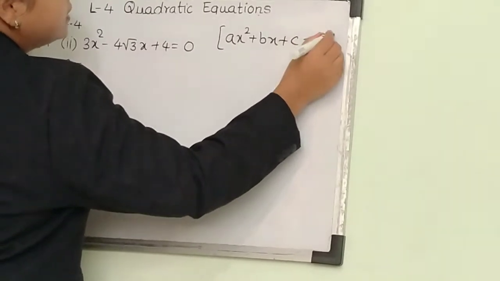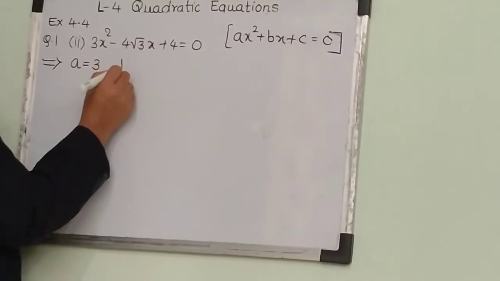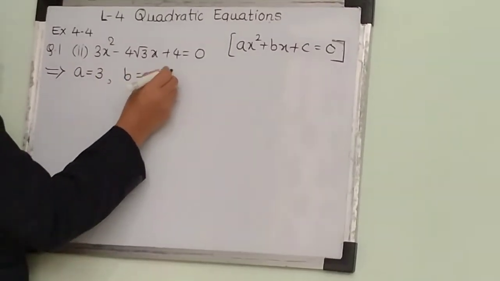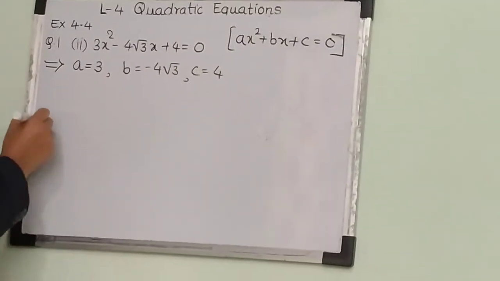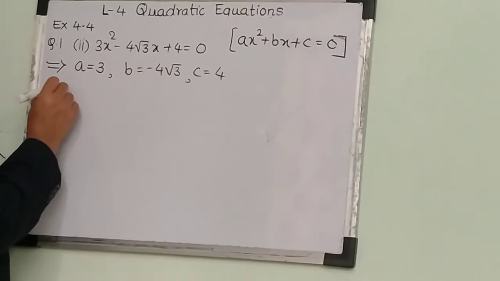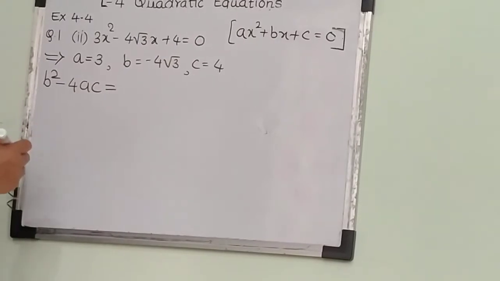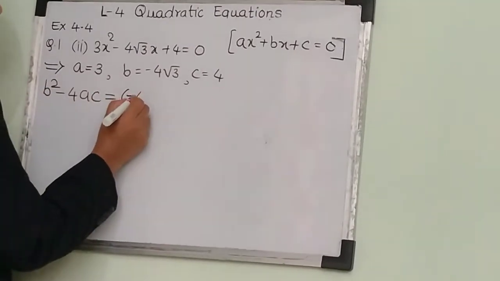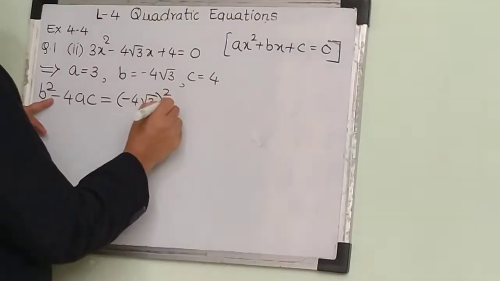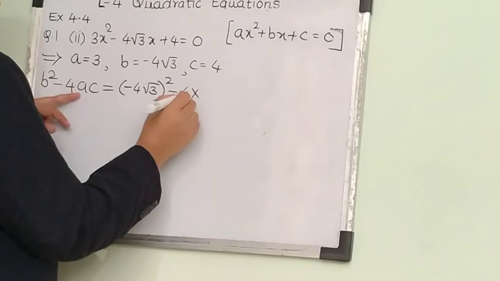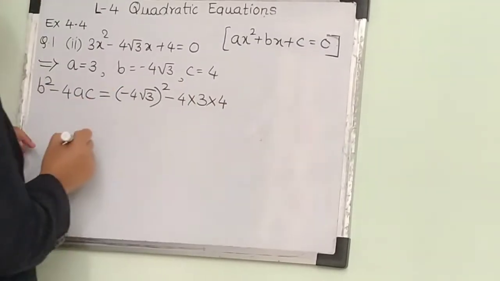So comparing with this standard form, we get a as 3, b equals minus 4 root 3 and c equals 4. Then we first have to find the value of the discriminant, that is b square minus 4ac. So the value of b will be (minus 4 root 3) square, minus 4 into the value of a, which is 3, and the value of c, that is 4.